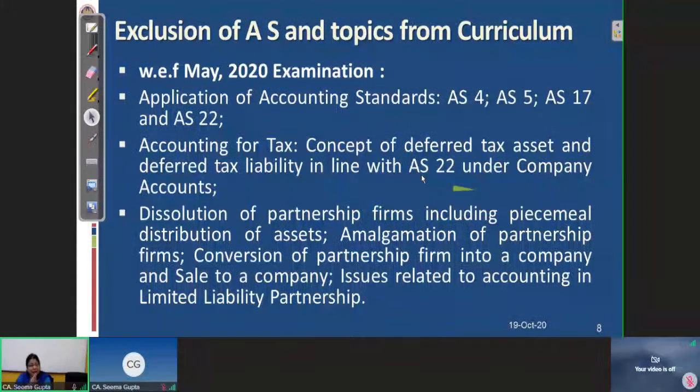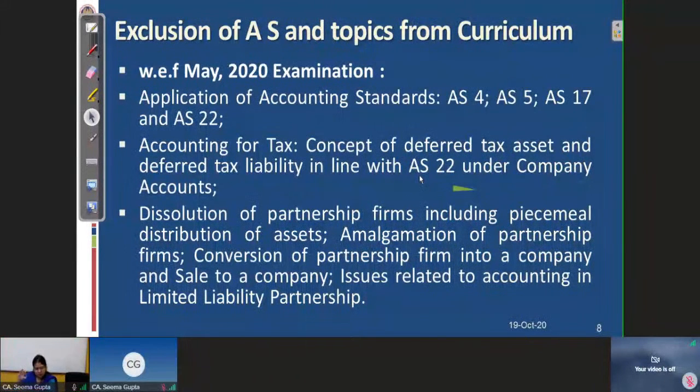This change was made with effect from the May 20 examination. It is not an addition in the syllabus, it was an exclusion, a reduction in the syllabus. So this is basically for the benefit of students. Because we found that the standards are a little more complicated, and paper 1 students may find it difficult to understand those provisions. So we shifted them to paper 5. You are not required to bother about these 4 accounting standards, and your syllabus has been reduced.